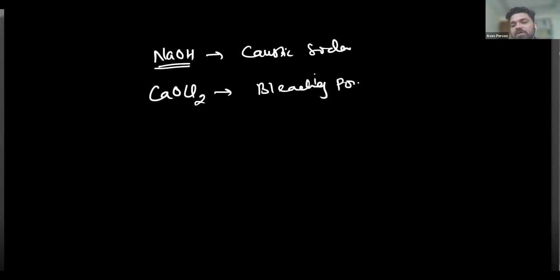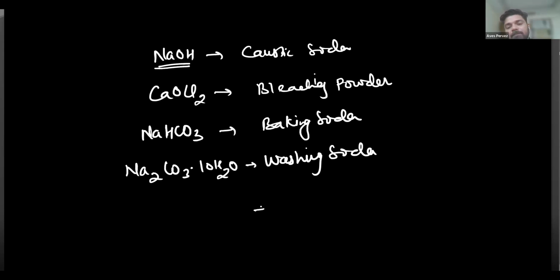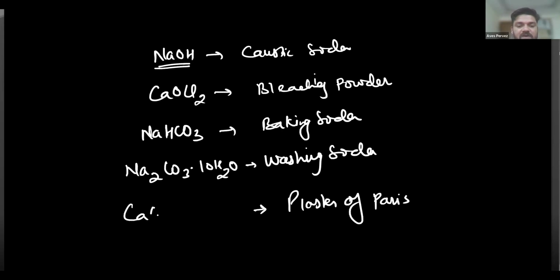The second one in our syllabus is CaOCl2, that is bleaching powder. The third one is baking soda, that is NaHCO3. The fourth one is washing soda, that is Na2CO3.10H2O. And the fifth one is plaster of Paris, that is CaSO4.1/2 H2O.